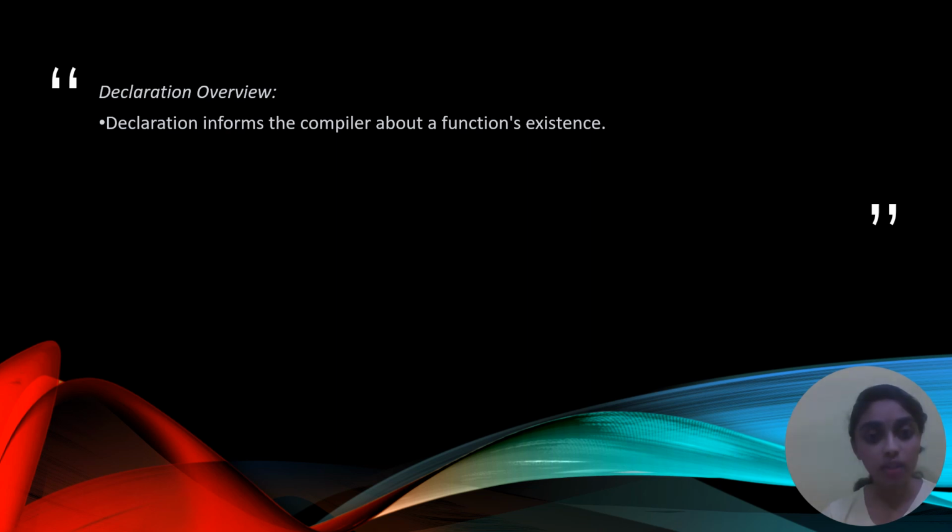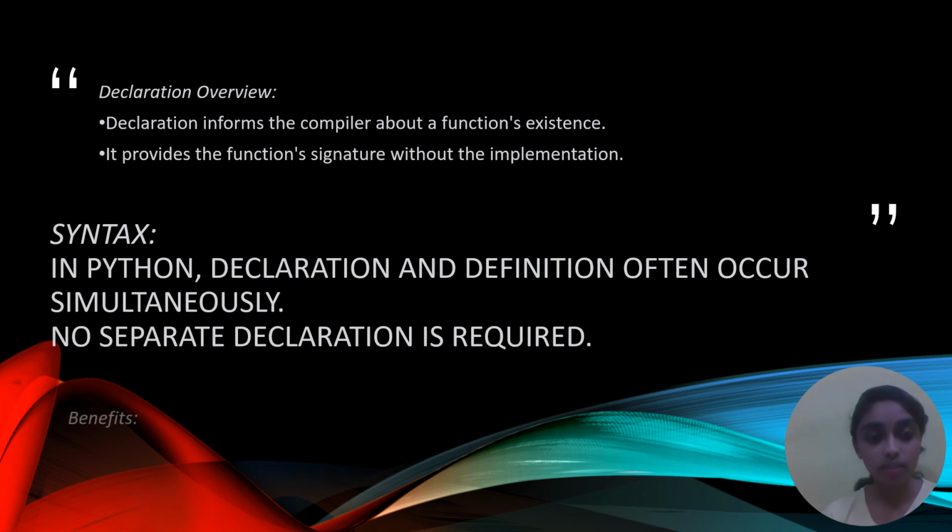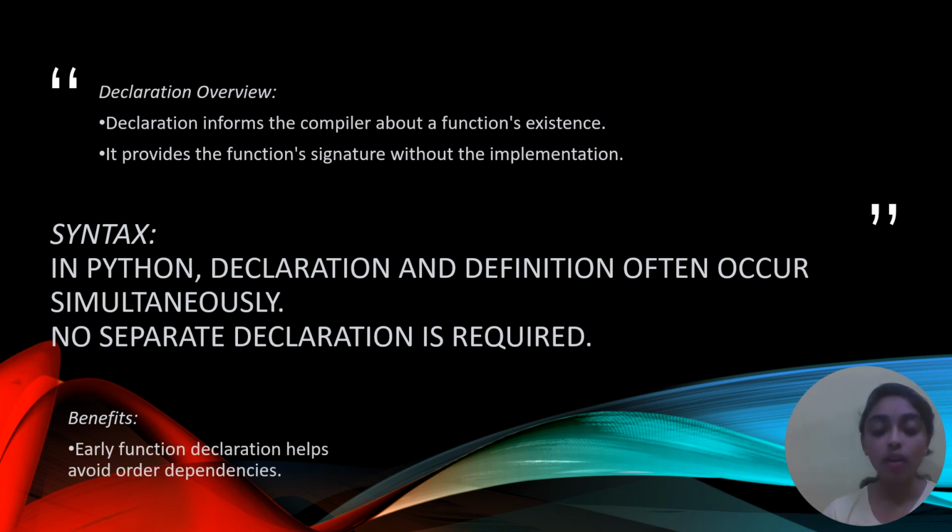Declaration informs the compiler about the function's existence. It provides the function signature without the implementation. In Python, declaration and definition often occur simultaneously. There's no separate declaration required. The benefit is that early function declaration helps avoid order dependencies.